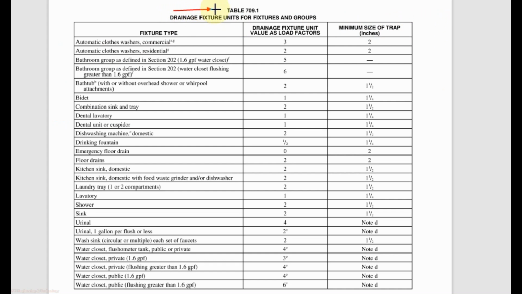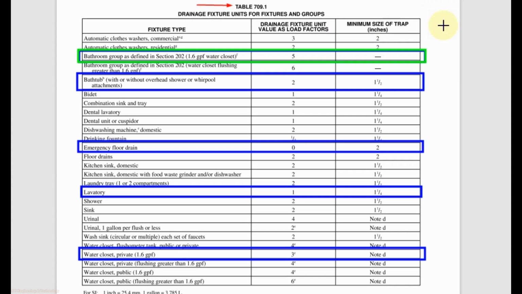We will use table 709.1 to select drainage fixture unit value for these fixtures and their minimum trap size. Either you can select a bathroom group or you can calculate separately for each fixture. But for bathroom group there is no minimum trap size, so we will select the value for all fixtures separately. We have one bathtub. The drainage fixture unit value for the bathtub is 2 and the minimum trap size is 1.5 inch. Then the second item is emergency floor drain.